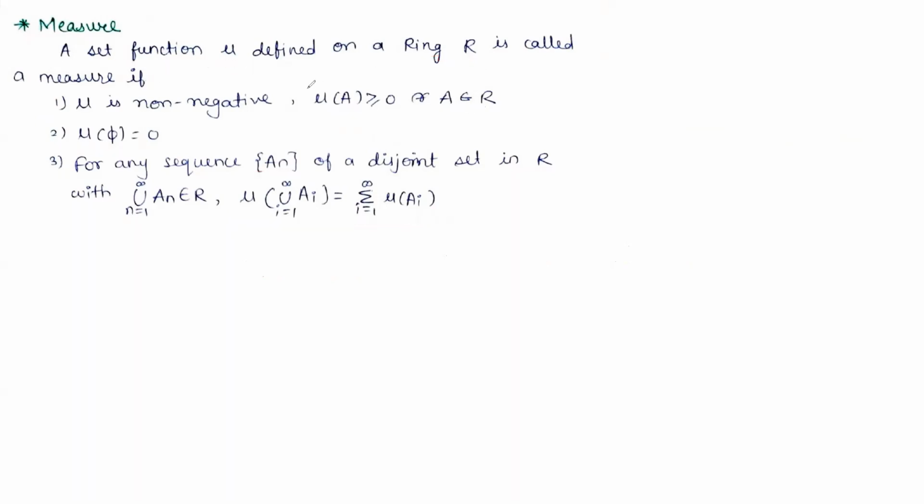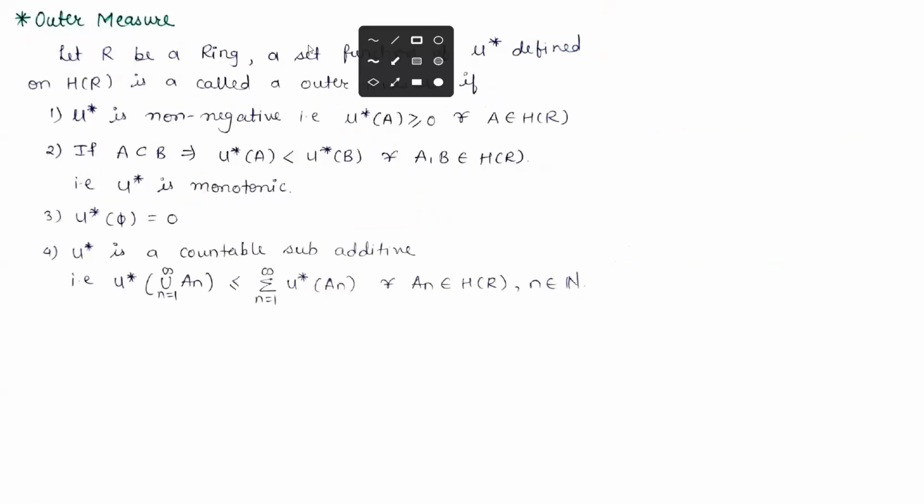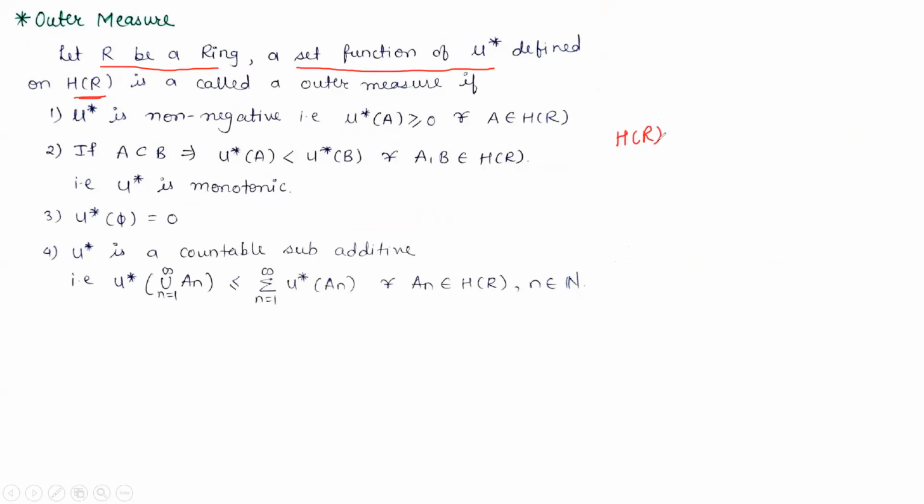Now the next definition is outer measure. So what is outer measure? Let R be a ring, and here we define a set function mu star which is defined on H of R. Now we have already discussed in a previous video that H of R is a class containing S of R, and this S of R is the sigma ring generated by the ring R. So this set function mu star is defined on H of R.